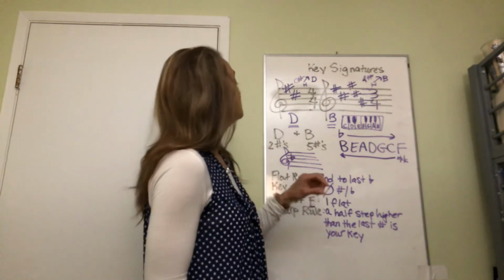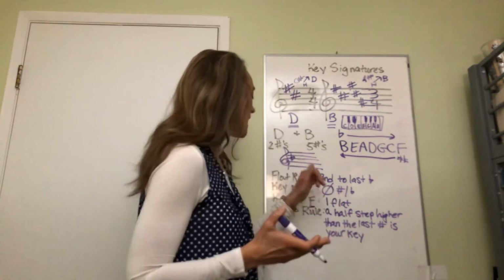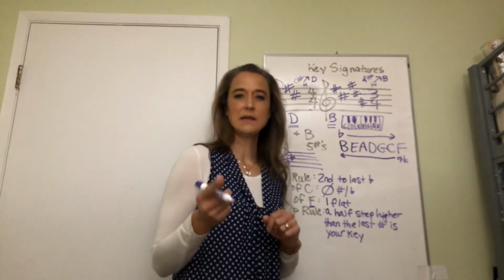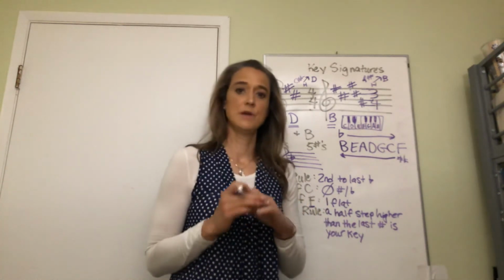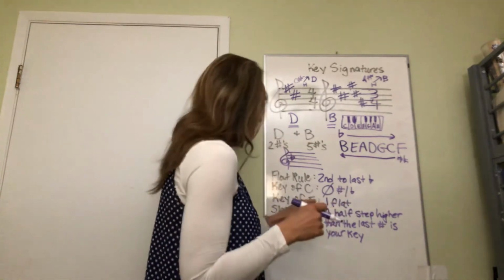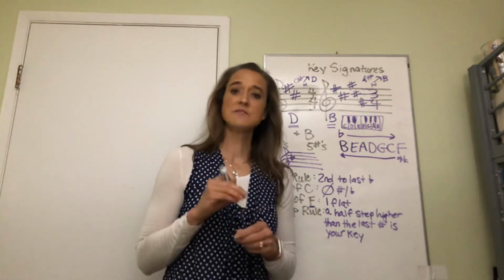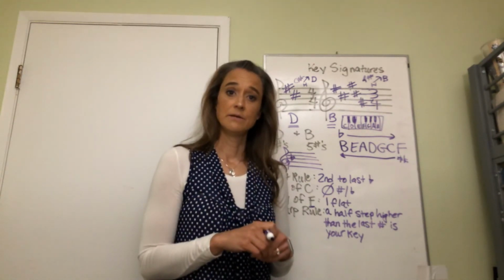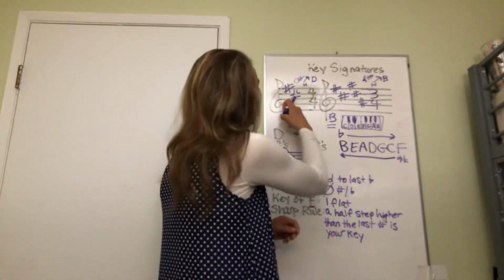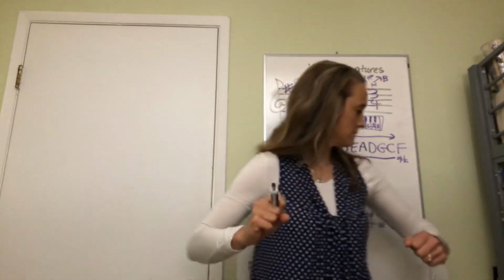All right, so let's review all of our rules. Here we go. Flat rule. Second to last flat is the key you're in. Key of C, no sharps or flats. Key of F, 1 flat. Sharp rule. A half step higher than the last sharp written is the key you're in. Okay, I'm going to stand in front of this.